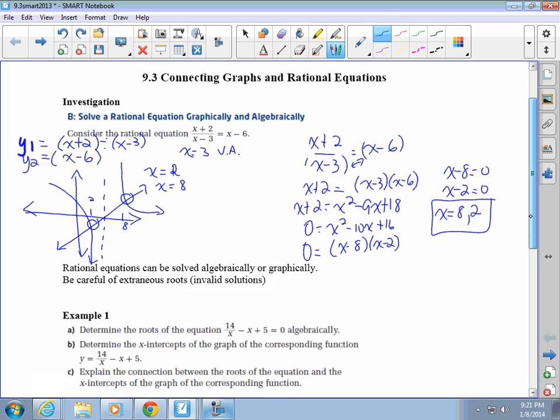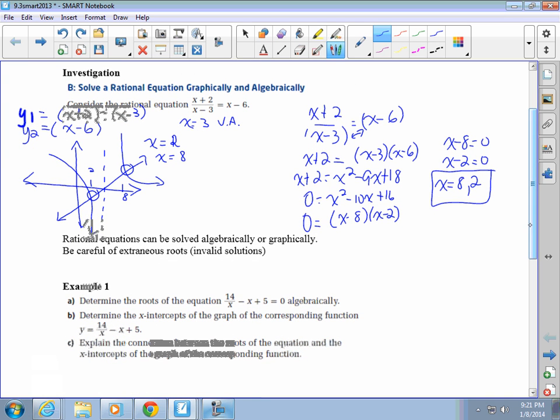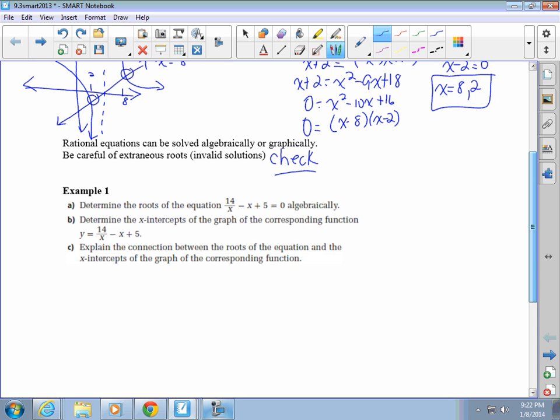So rational equations can be solved algebraically or graphically. Be careful of extraneous roots. That means you have to check. So let's try here. It says determine the roots of the equation algebraically.